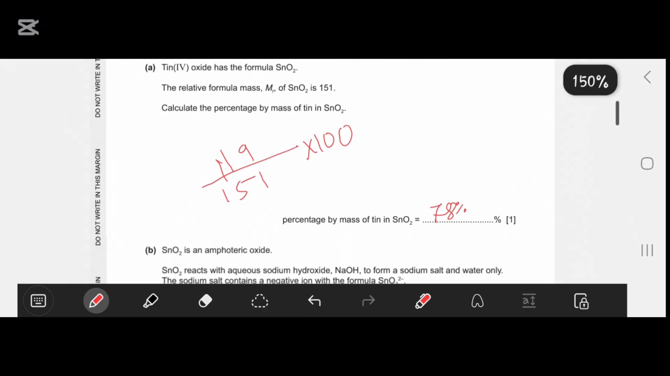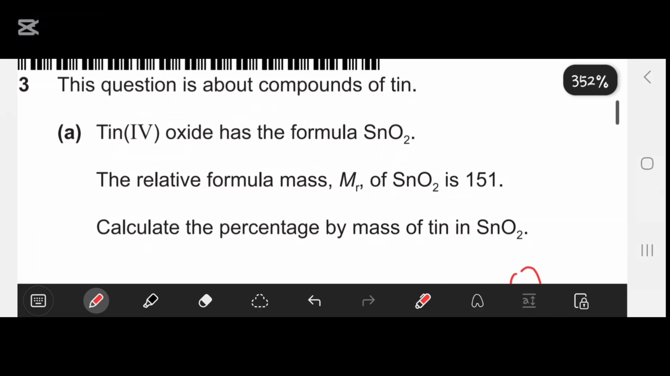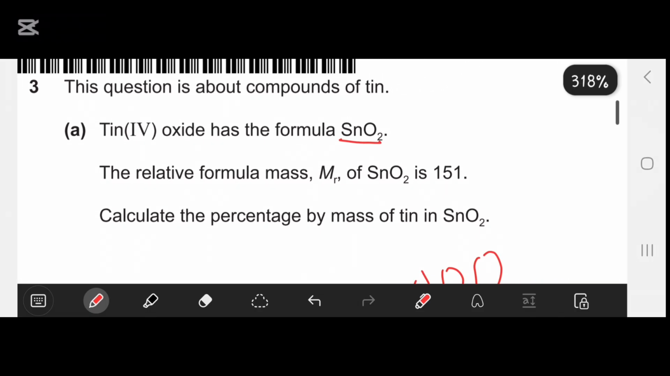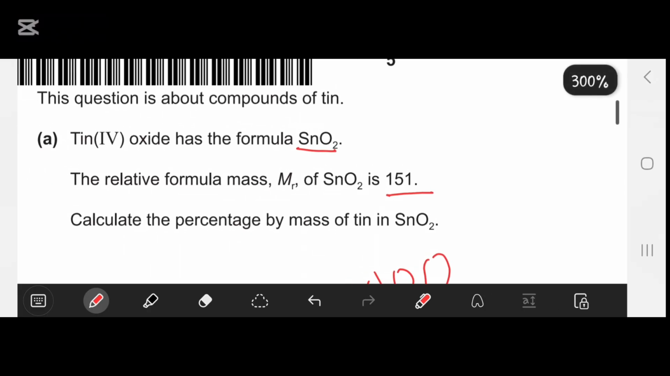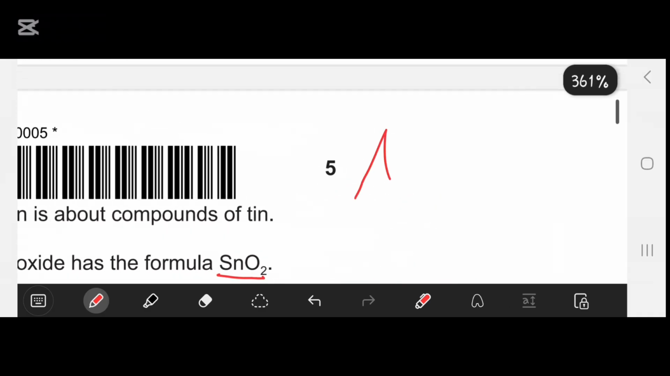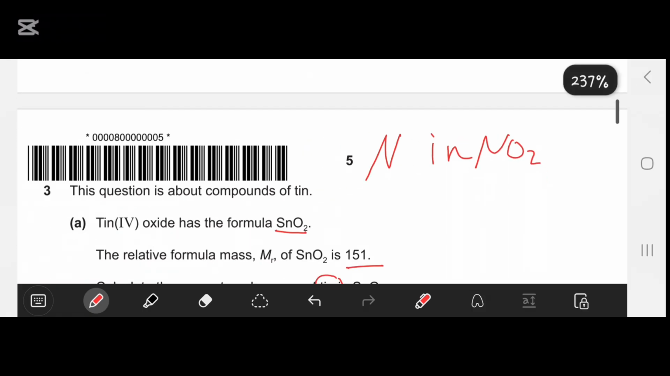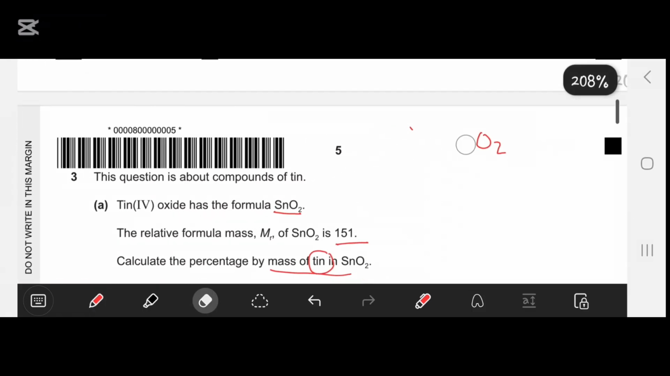Let's go down. Here we have a question and it said tin oxide has a formula SnO2. The formula mass of tin oxide is 151. Calculate the percentage by mass of tin in tin oxide. Okay, this is easy. When he says percentage by mass of tin, for example, he would say percentage of nitrogen by mass in nitrogen oxide or any other substance. What will we do here?